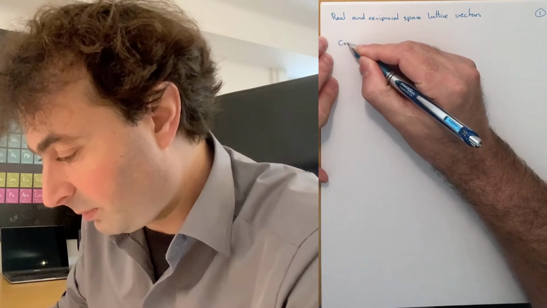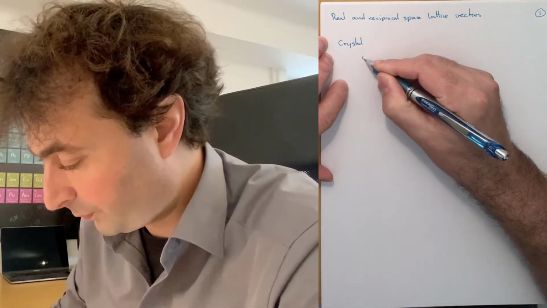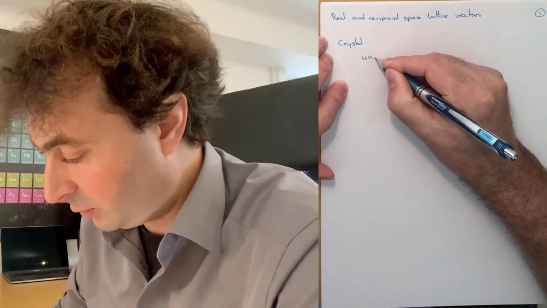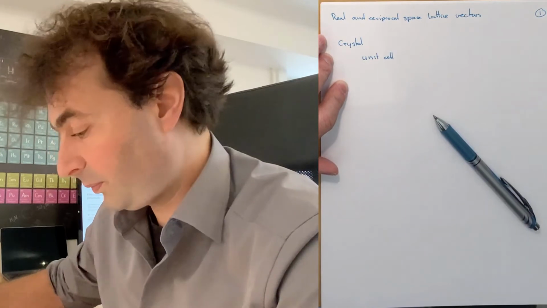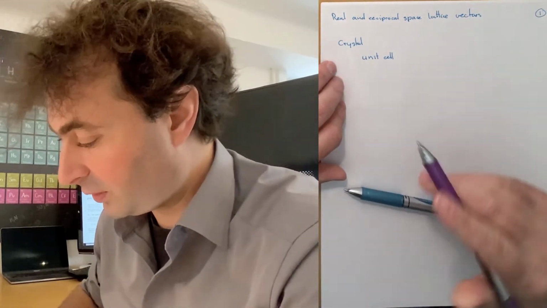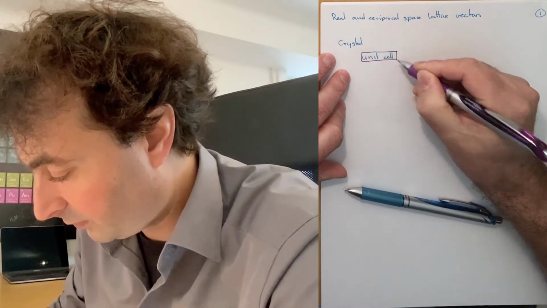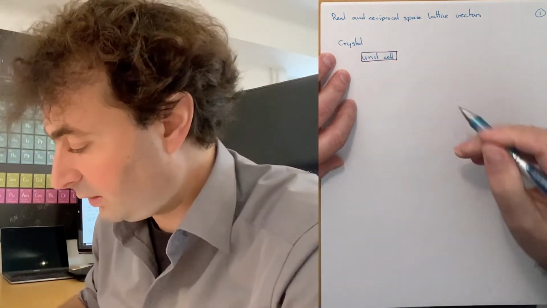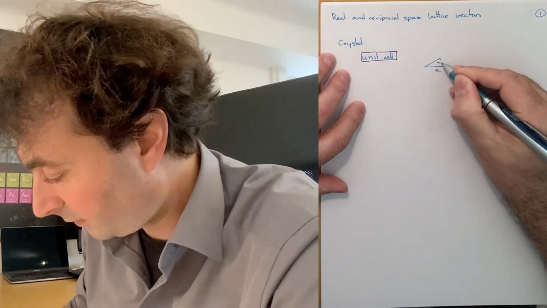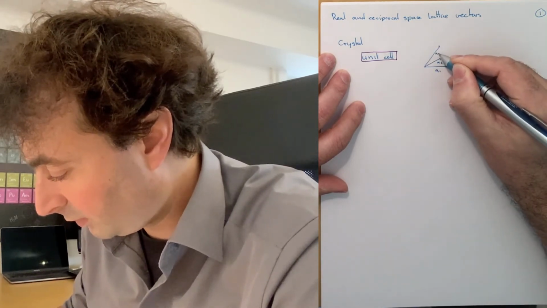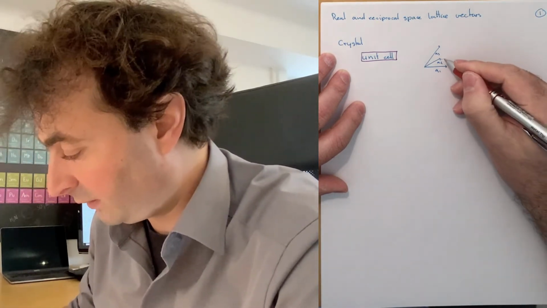So when we talk about a crystal, we can define this by first defining a unit cell. The unit cell is that part of the crystal that is repeated periodically. The unit cell is defined by three vectors, A1, A2, and A3, that together define a parallelepiped.